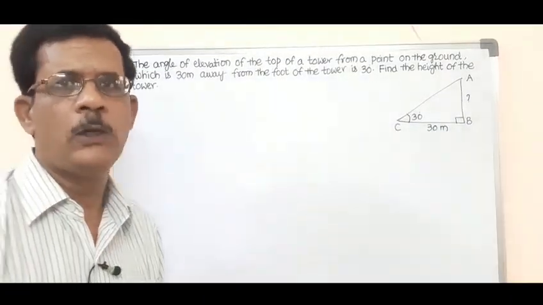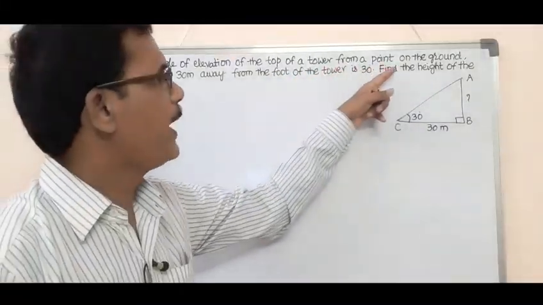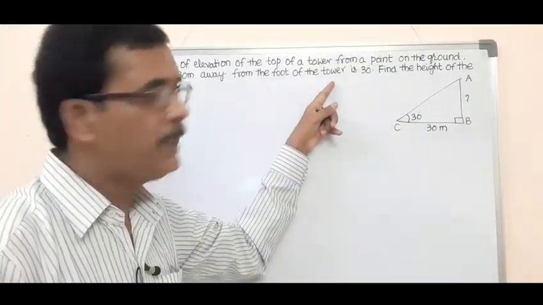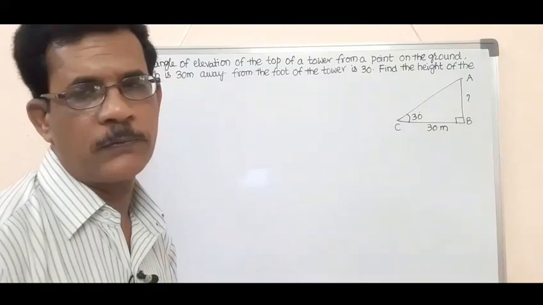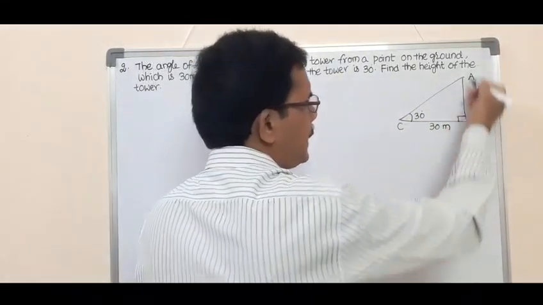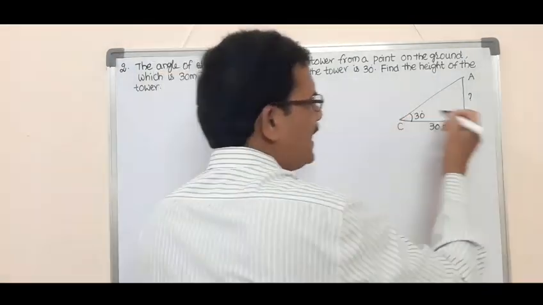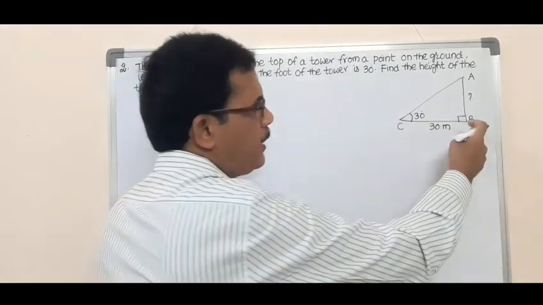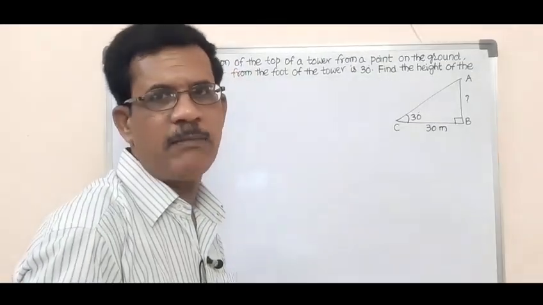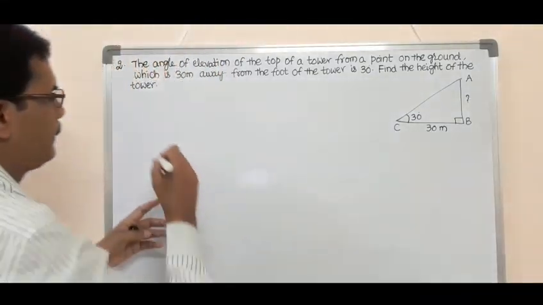Now let us do one more problem. The angle of elevation of the top of a tower from a point on the ground which is 30 meters away from foot of the tower is 30 degrees. Find the height of the tower. So we need to draw a figure for the given question in this way. In right angle triangle ABC, in this one AB is the height of the tower, BC is the distance between the observation point and foot of the tower, that is given 30 meters. Angle of elevation is given 30 degrees. Now we have to find AB length.